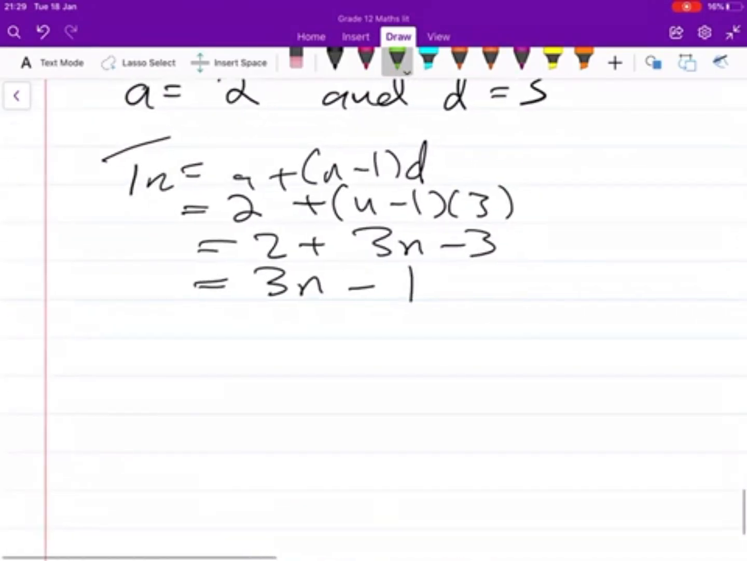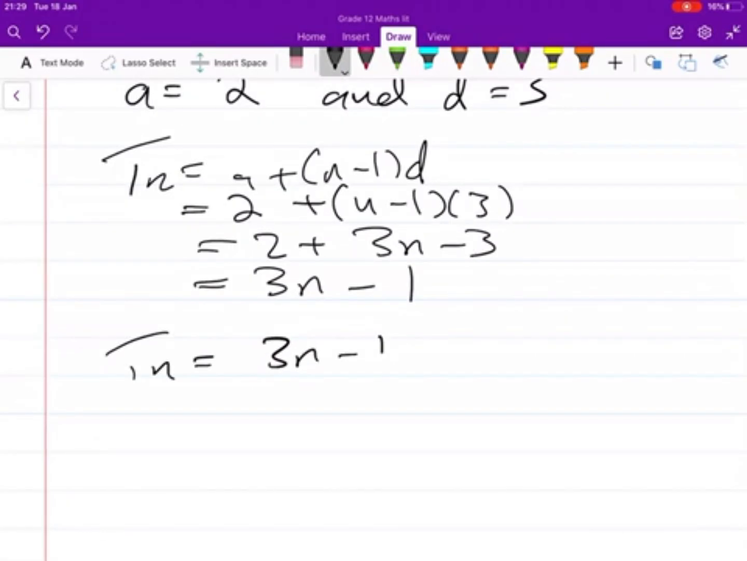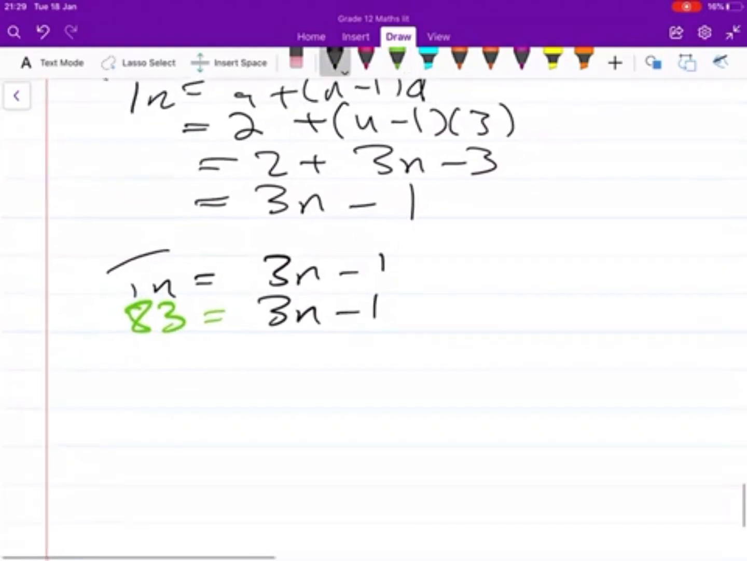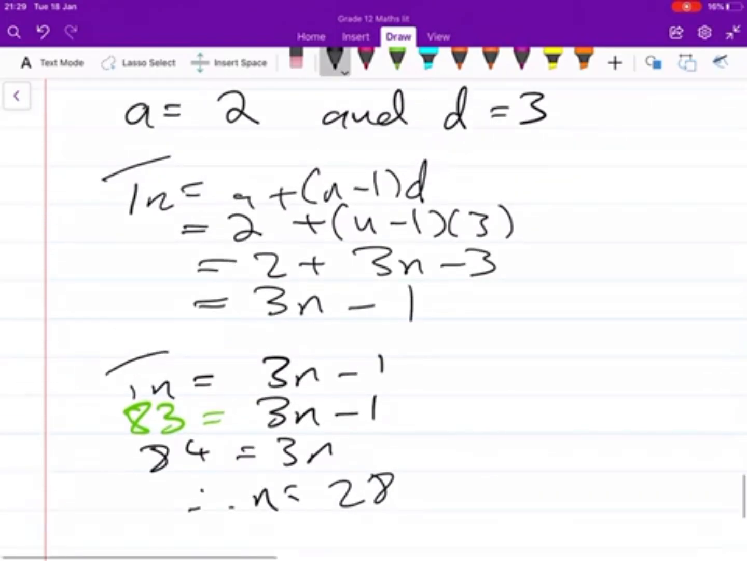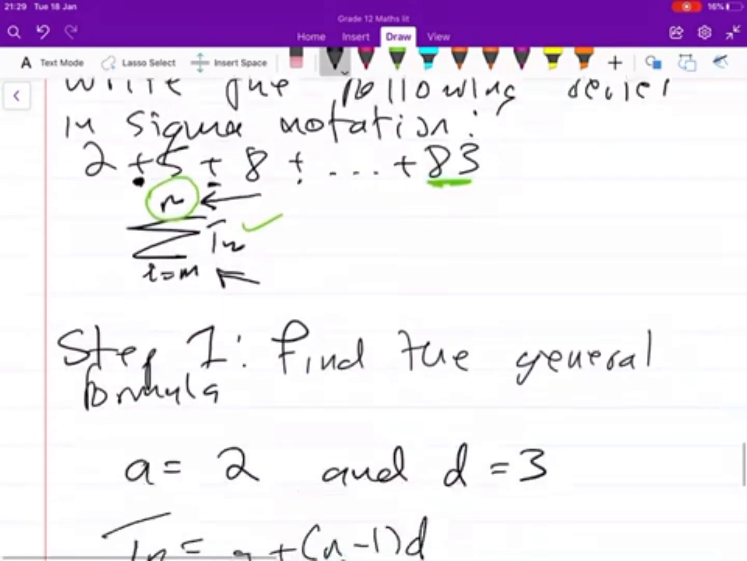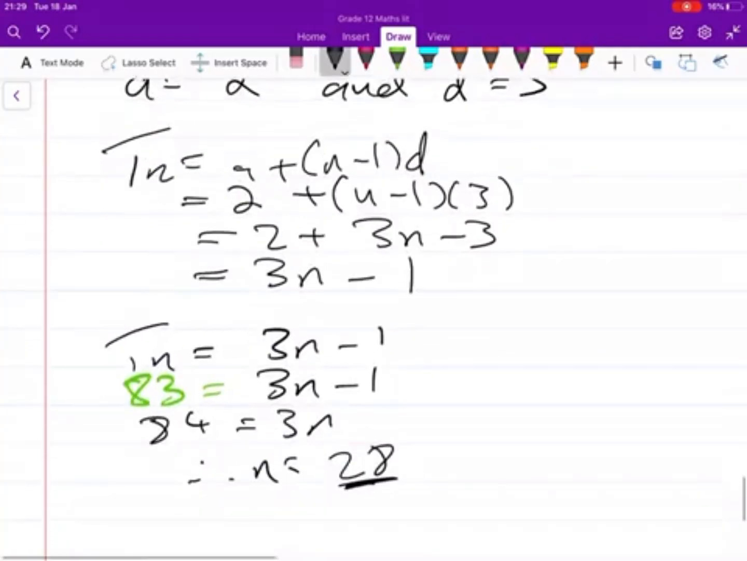Now I want to know what is the last value. Okay, so I will take this general term, Tn equals 3n minus 1, and ask, what will be the last value? I put 83 equals 3n minus 1, and then this will be 84 equals 3n. Divide both sides by 3, therefore your answer will be 28. Very important, meaning your last value will be 28, term number 28. Okay, now we are on the right track.